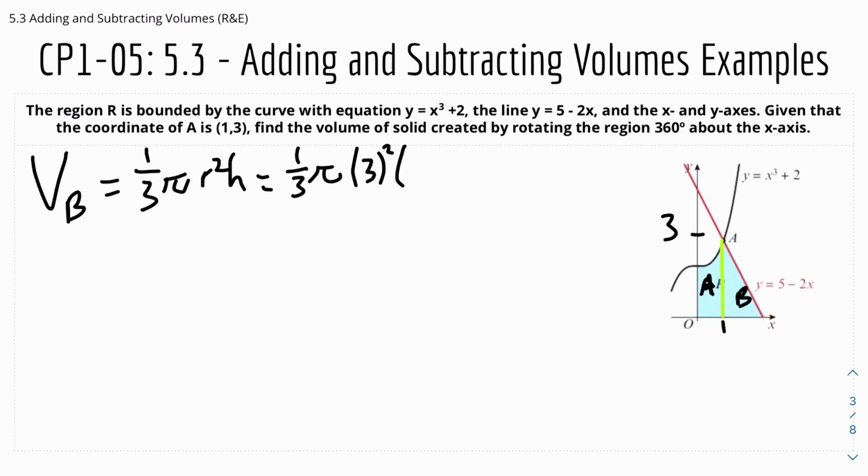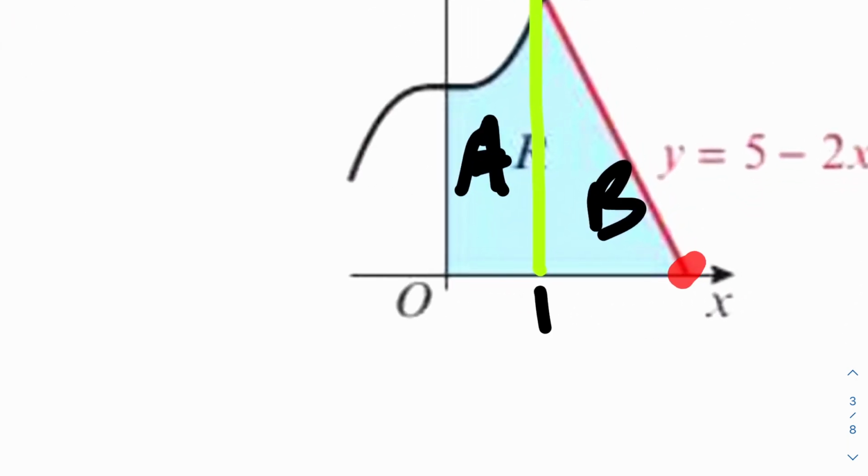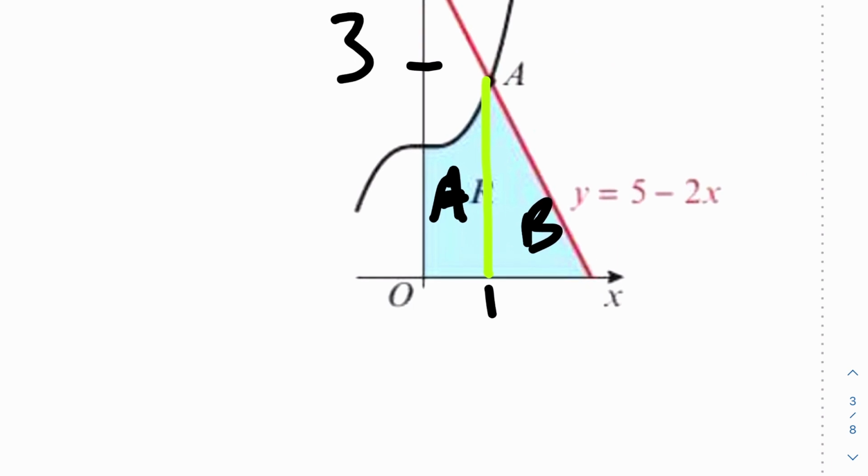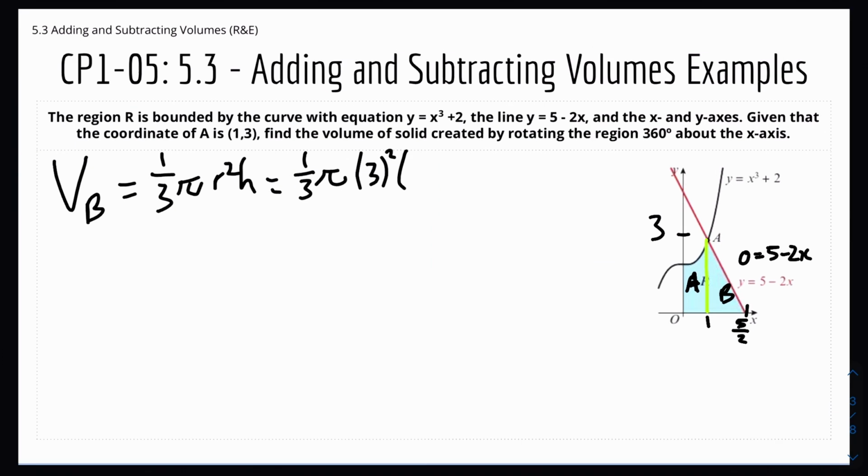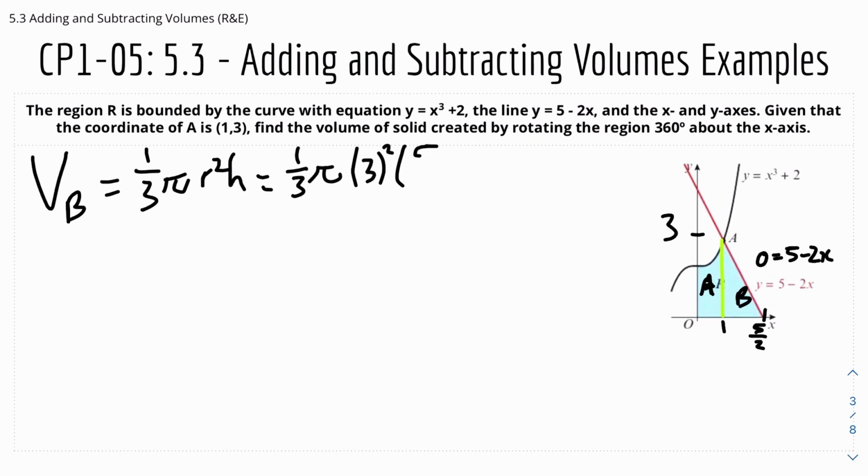And I realize that we need to find what this point is, so we can just find it now. This point right here is basically when this line has y equals 0, right? So solving y equals 0, 0 equals 5 minus 2x, we get x equals 5/2. So this point right here is 5/2, right? So the height is just 5 over 2 minus 1.